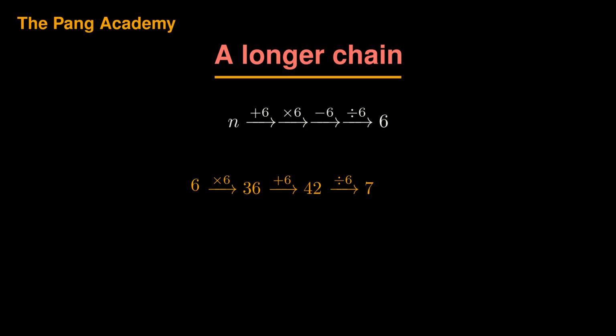It handles long chains just as easily. A number has 6 added, then is multiplied by 6, then 6 subtracted, then divided by 6, and the result is 6. Walk it back, flipping every step. Start at the 6 and go backwards. Undo the divide by 6 with times 6, so 6 becomes 36. Undo the subtract with add, 36 plus 6 is 42. Undo the multiply with divide, 42 over 6 is 7. Undo the add with subtract, 7 minus 6 is 1. 4 steps unwound, and the number was 1.